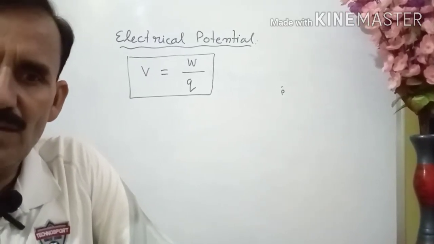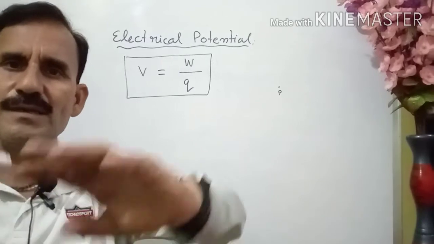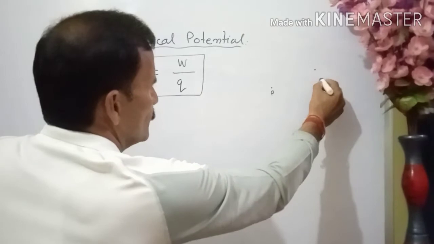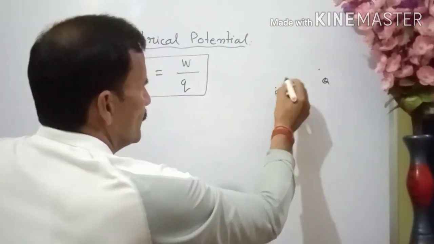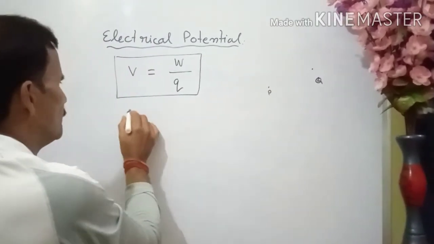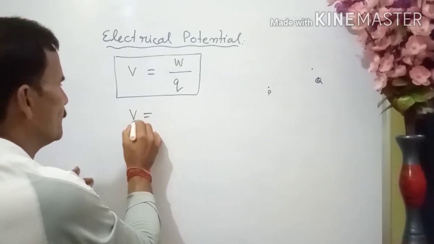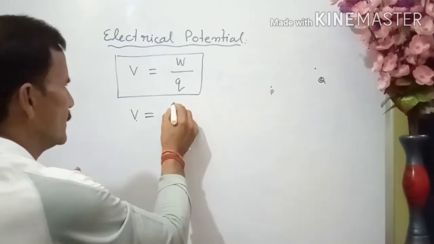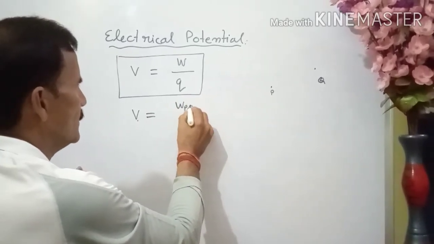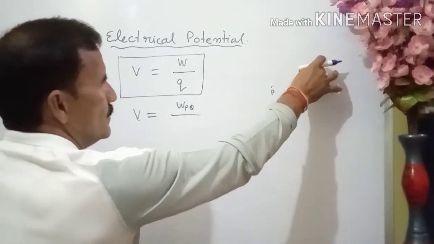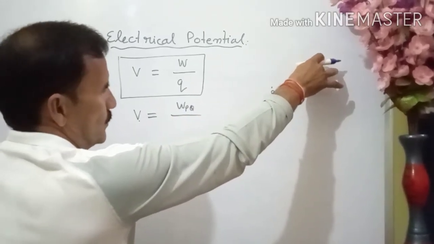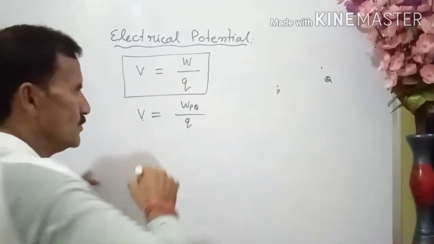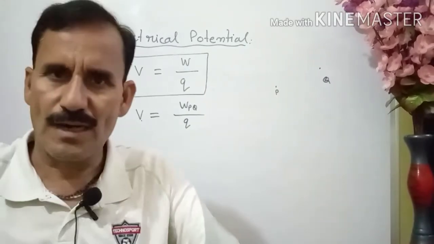But to make it perfect, we are taking the concept of potential difference. When there are 2 points P and Q, then you are bringing from Q to P. So now it is potential difference. Electrical potential difference between 2 points is defined as the work done in bringing a unit positive charge from higher potential to lower potential. So this is the concept or definition.